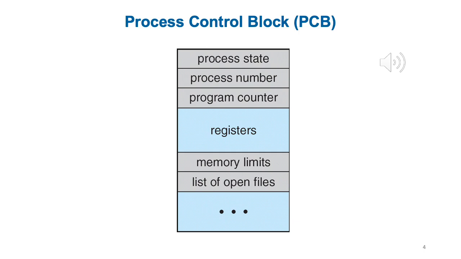Now I am on slide 4, and this just shows in the form of a picture what kind of information a PCB contains. State of the process, process number, process ID. So if you execute the top or htop command on a Linux terminal, for each process a PID or a process ID will be given. So that value, program counter, register values, memory limits, list of open files. So like that, different kinds of information about a process are stored in its process control block or its PCB. Okay.